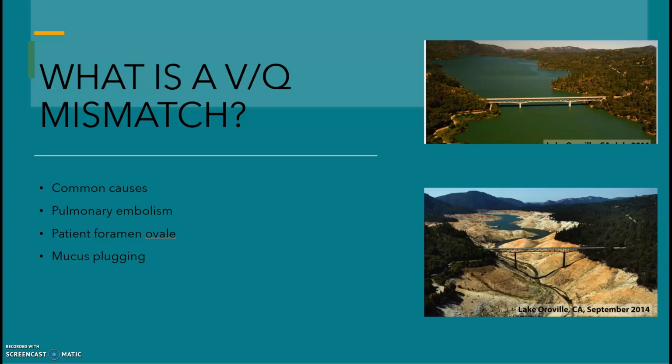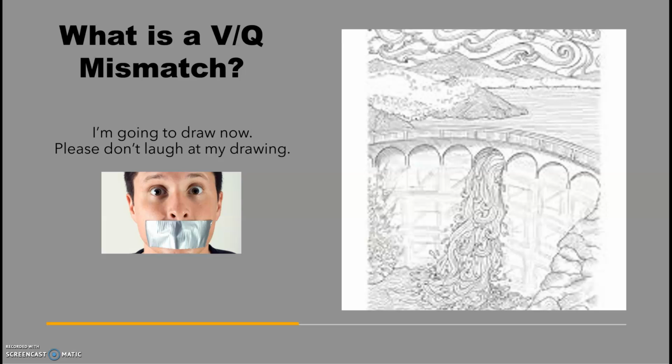VQ mismatching was a concept I had a really hard time grasping when I was in school, and since this presentation is designed for beginning respiratory therapy students, I'm going to spend a little more time describing it so that everyone understands it. Basically put, a VQ mismatch is when there's either more perfusion than ventilation or more ventilation than perfusion in the lung. Okay, now I'm going to spend a little bit of time drawing here, so no fear laughing at me if my drawing doesn't look very good.